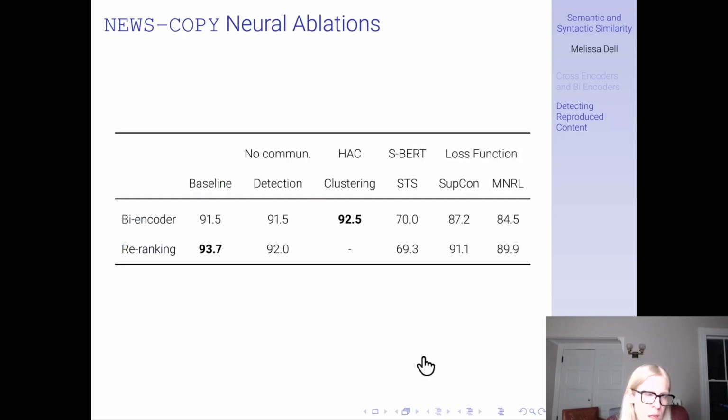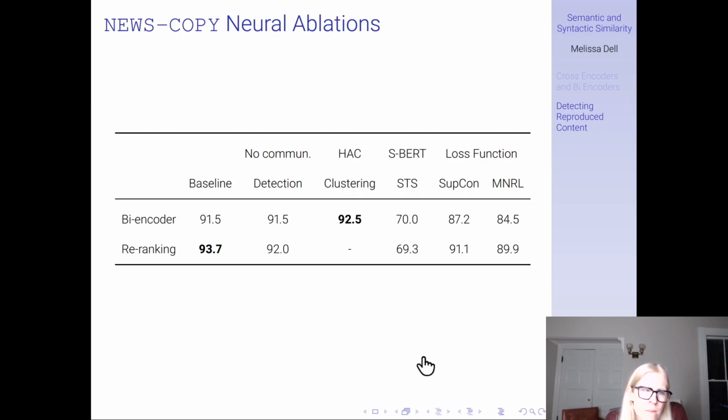Okay, and so we do some ablations to understand what is driving this. In the baseline model, we do community detection to remove some clearly evident false positives. So imagine that there's 2 big clusters of articles, and then you just have 1 false positive linking those. Community detection can remove that. But without community detection, it makes a really marginal difference. Instead of single linkage clustering, we can do hierarchical agglomerative clustering, which is going to matter for the bi-encoder results. It's a little bit better, but not dramatically better, which is good because it doesn't scale well.